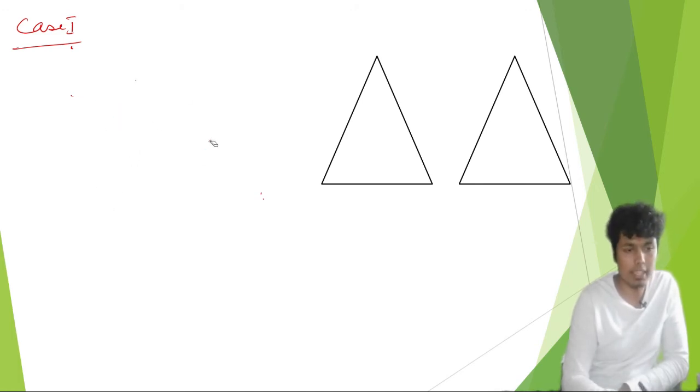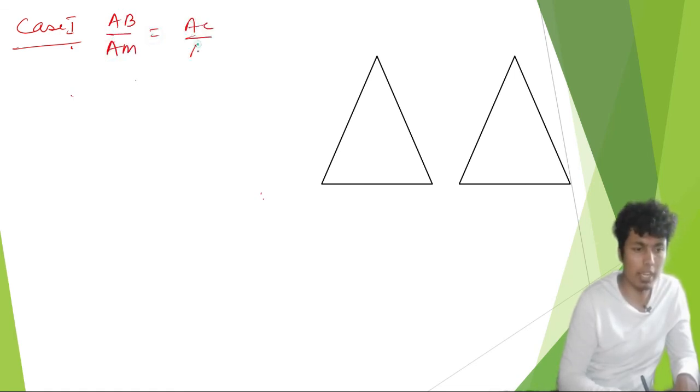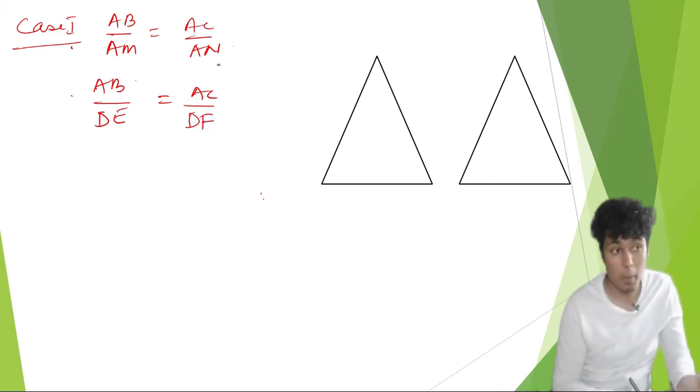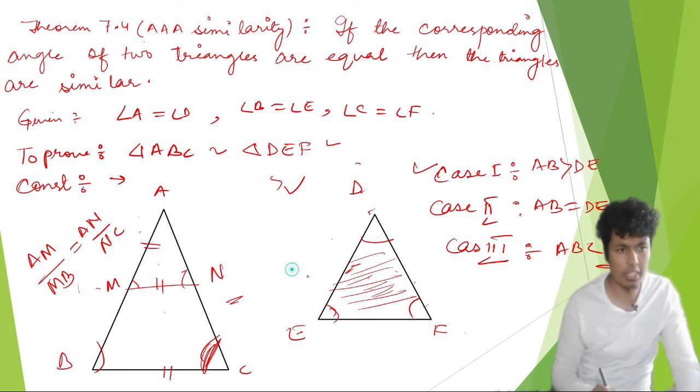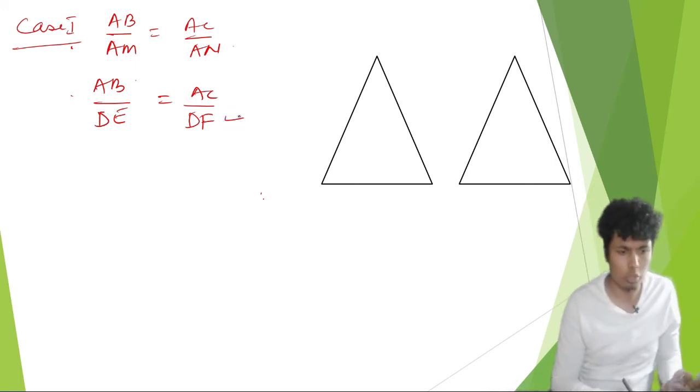So if that is the case, let me write down here clearly. AB by AM is equal to AC by AN. Now AB by DE is equal to AC by DF. How do we get this one? Because AM is equal to DE, we know this. So instead of AM we put DE, and AN is equal to DF, so we put DF. Okay, done. So far it is okay.